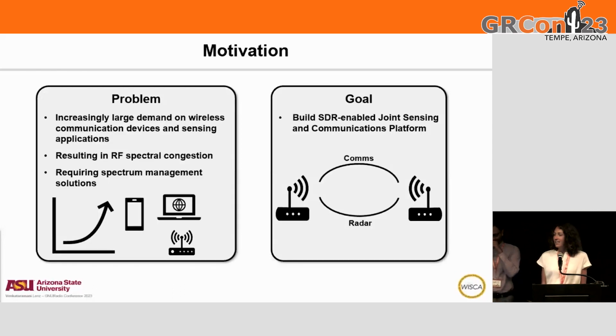As it's been alluded to, this is a hot topic at the moment. As the number of wireless communication devices continues to grow, and with that, the radar and sensing application space also continues to grow, there is an arising problem of spectral congestion. With that, there's a need for smart spectrum management solutions. One potential solution that people are exploring right now is joint sensing and communications, using the same frequency band for both radar and comms applications, be that switching off or both simultaneously.